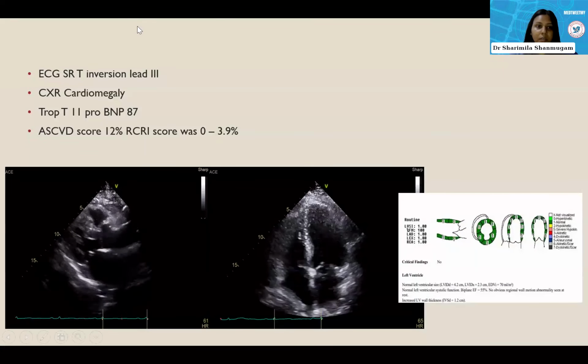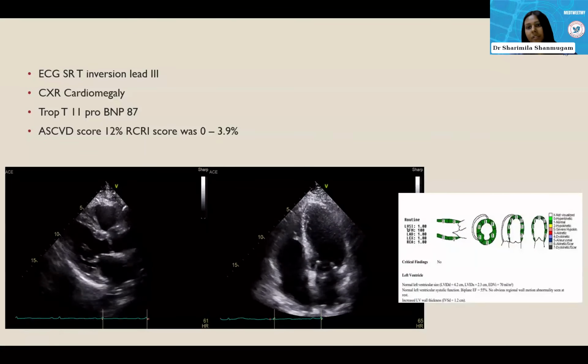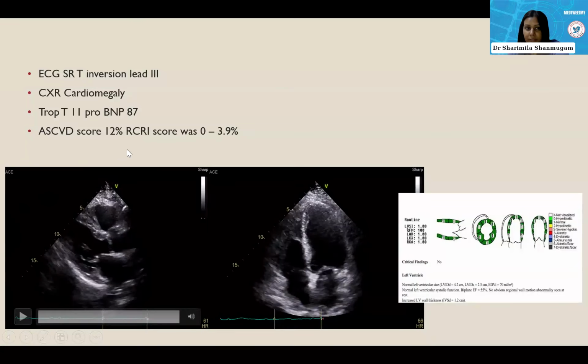So you can see here, ECG, nothing very significant. The T-wave inversion is in lead III, cardiomegaly on X-ray, troponin was negative, pro-BNP also is low. But we know her cardiovascular risk factors: her diabetes, her cholesterol control is very poor, and her obesity again. So her revised cardiac risk index was 0, as I mentioned.